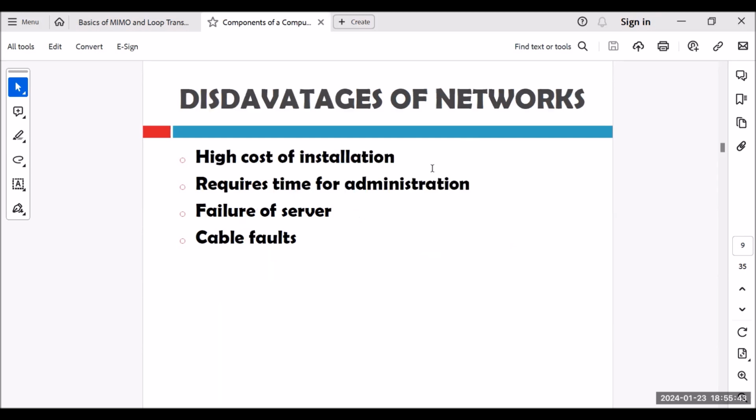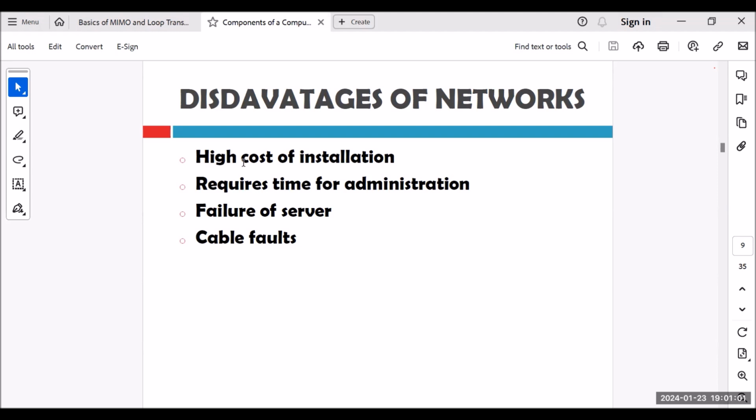What are the disadvantages of networks? Regarding the disadvantages of networks, the first one is the high cost of installation. Number two is that it requires time for administration. Then the failure of the server and cable faults. These are a few of the major disadvantages of a computer network.